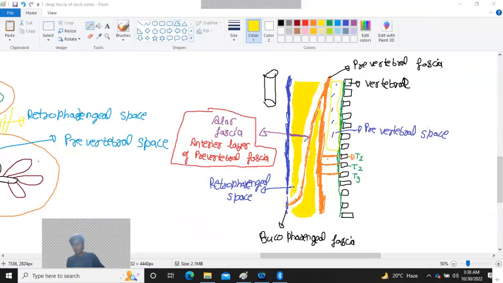So these are the two spaces. This is the alar fascia, the anterior layer of prevertebral fascia. Anterior to the alar fascia is the retropharyngeal space, and there is another space formed between the posterior layer of the prevertebral fascia and the alar fascia. This space is called the danger space. Why? Because any infection in this space can go deep down to the lower region and infect many things. The esophagus also gets infected through this space.